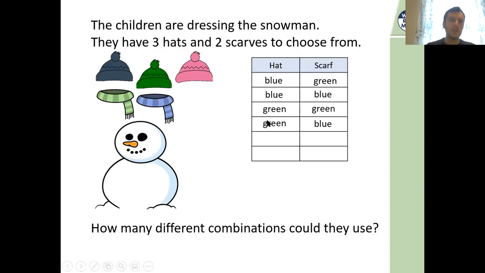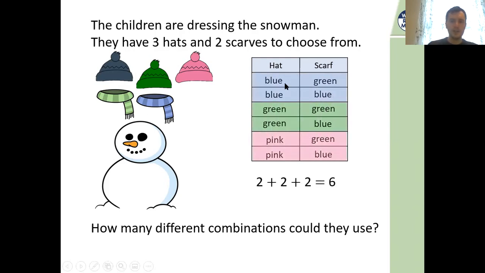What's my last hat that I haven't done yet? It's my pink hat. And I can do pink hat with green scarf or pink hat with blue scarf. So pink hat, green scarf, pink hat, blue scarf. How many combinations are there in total? Can you count? Let's count together. So there's 1, 2, 3, 4, 5, 6. There are 6 combinations in total.